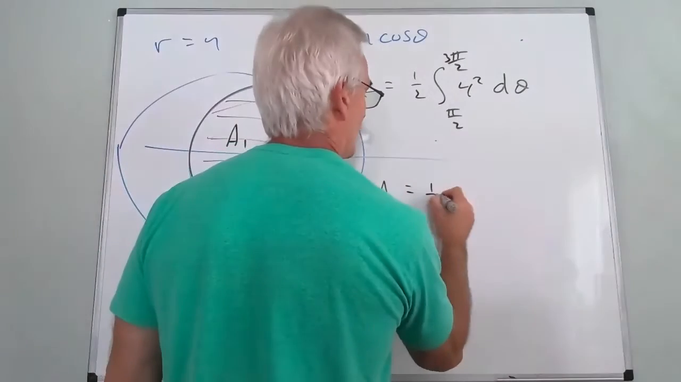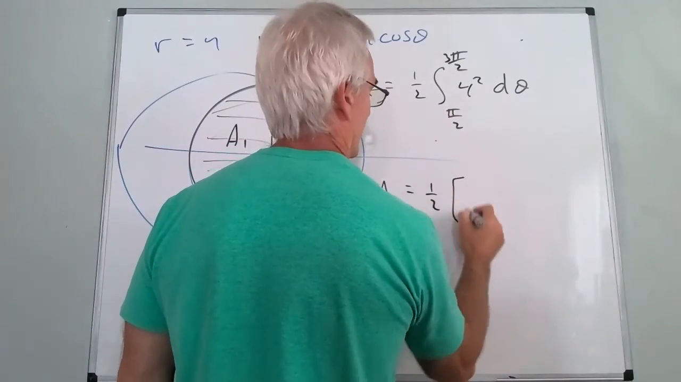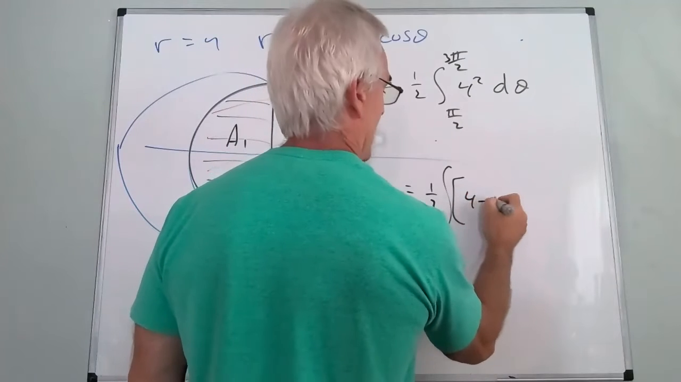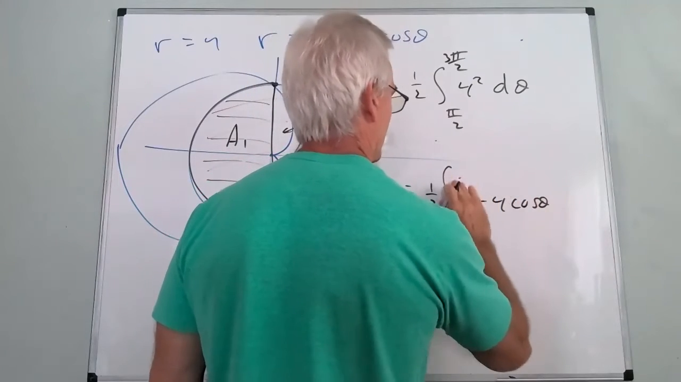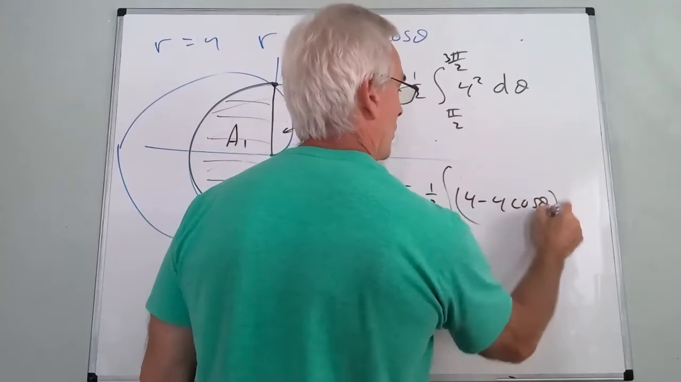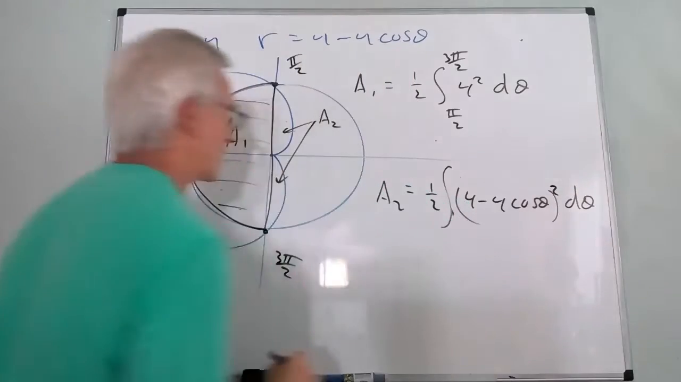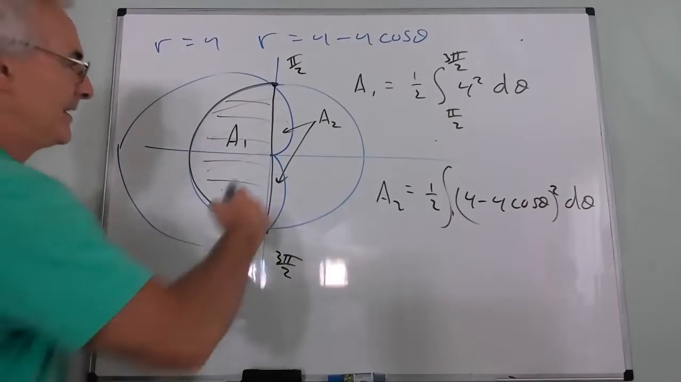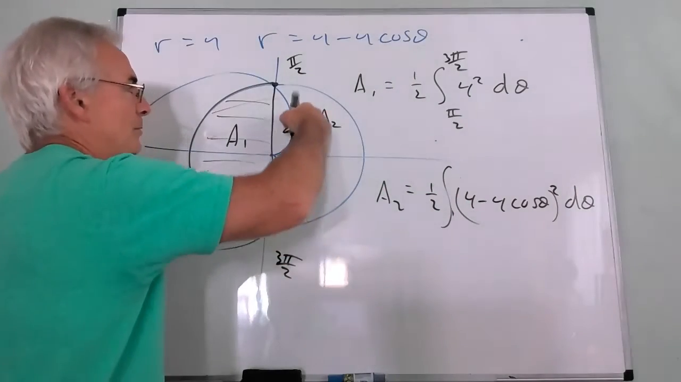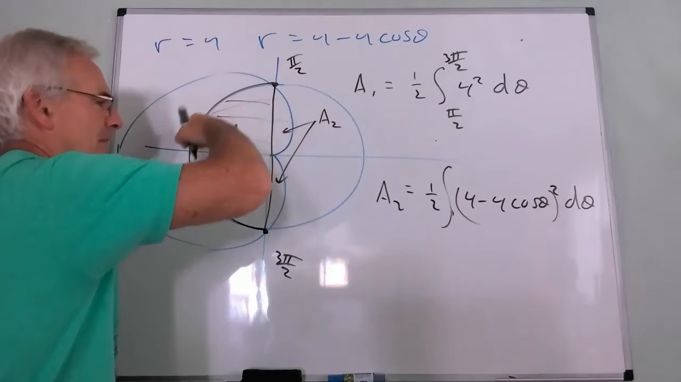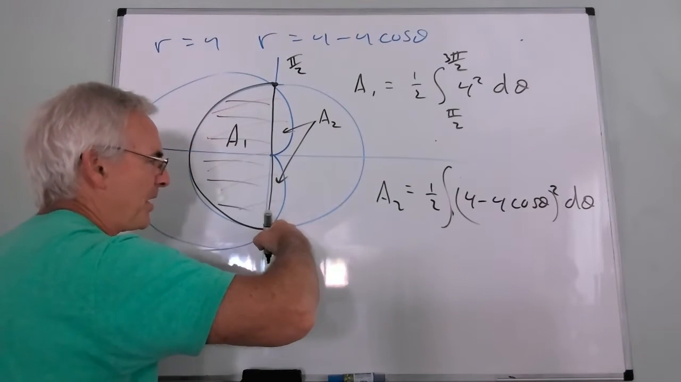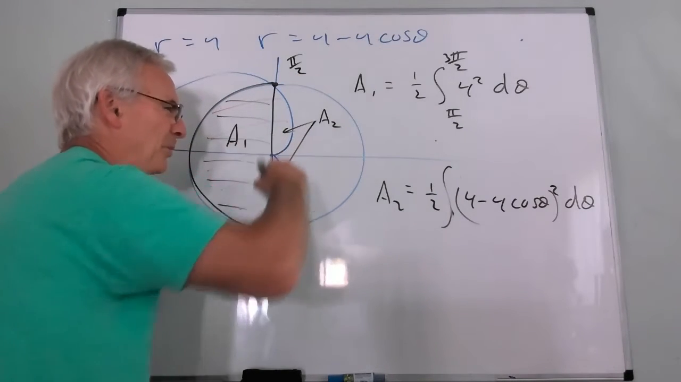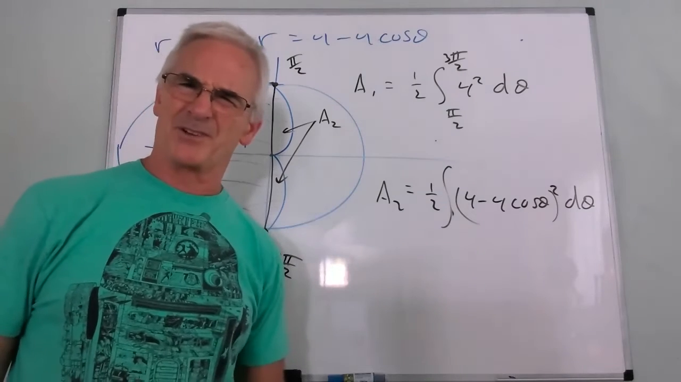Oh, that's going to be 1/2 times (4 minus 4 cos theta), these parentheses, quantity squared, d theta. But what are my limits of integration? This would be from 0 to pi over 2, and then from 3 pi over 2 to 2 pi. That means I'd have to do 2 integrations.